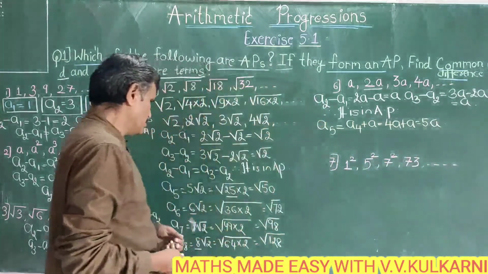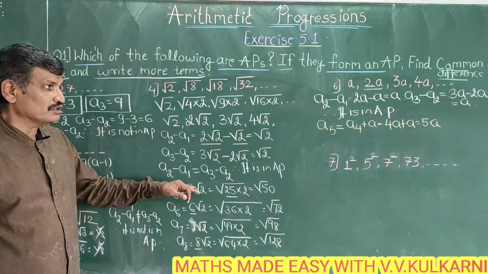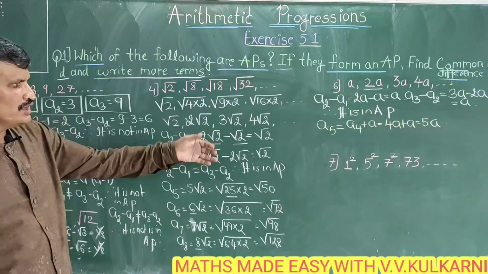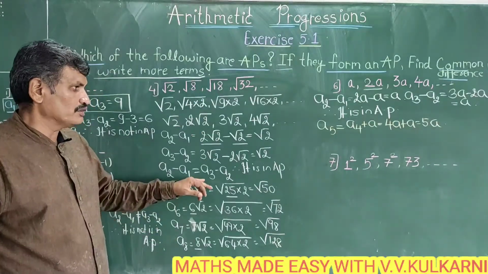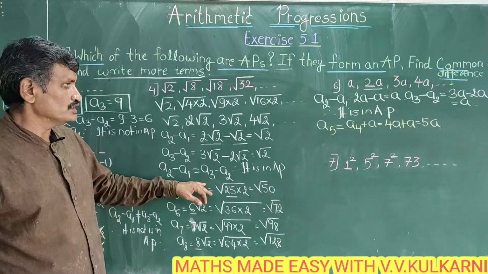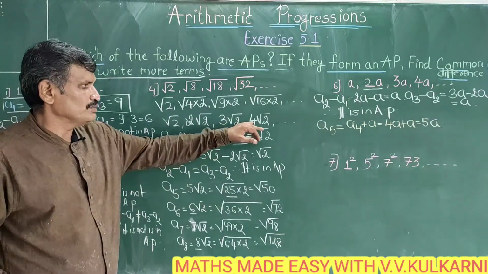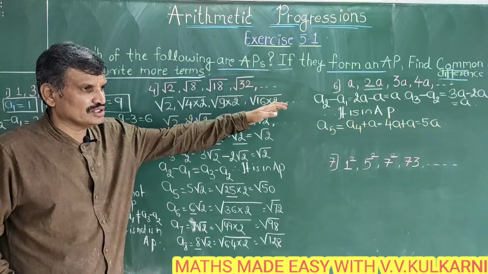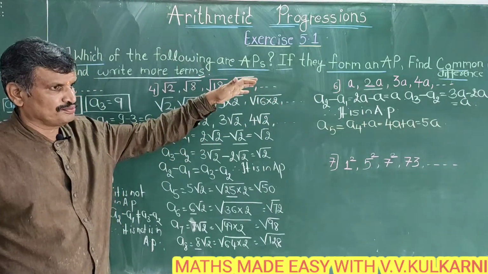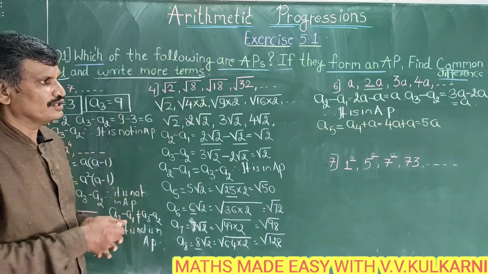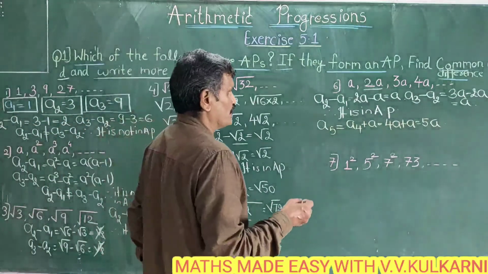Now you may ask, sir, why didn't you write the same thing here? You can write it. Here also you can write: the fifth term is equal to the fourth term plus the common difference. What is the fourth term here? The fourth term is 4 root 2 plus the common difference root 2, that is 4 root 2 plus 1 root 2 is 5 root 2. So that way you can write it, or directly also if you want.